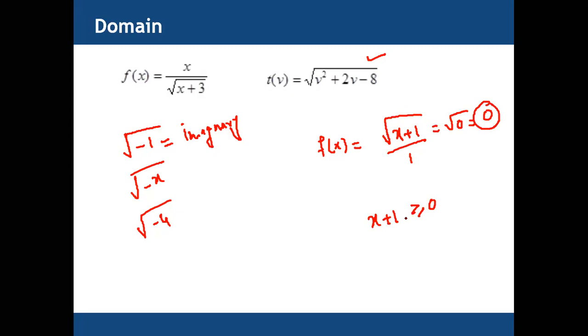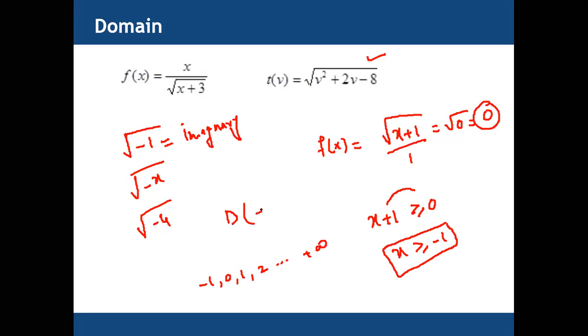So put x plus 1 greater than or equal to 0. When you transfer 1 to the other side, x is greater than or equal to -1. x must be greater than or equal to -1, like -1, then 0, 1, 2 up to plus infinity, all values greater than or equal to -1 are possible. So the domain of the function is from -1 to plus infinity.